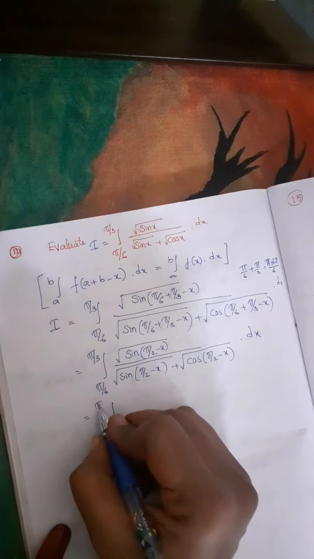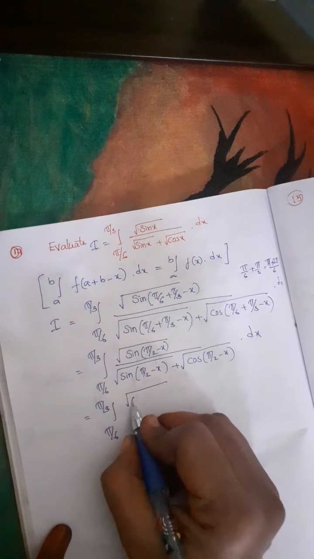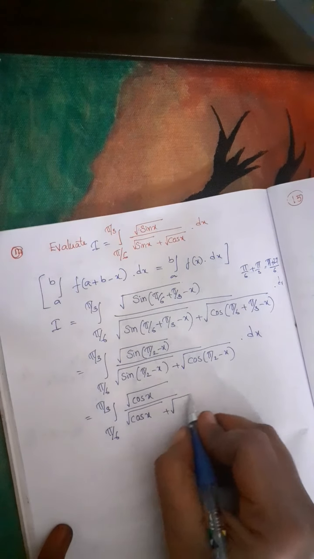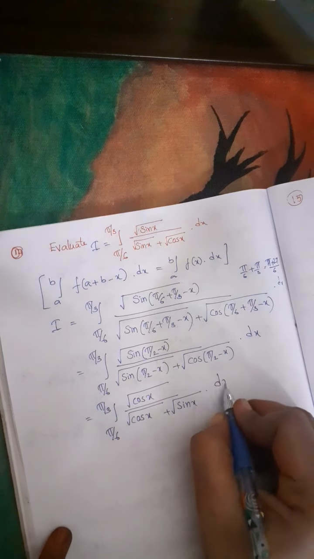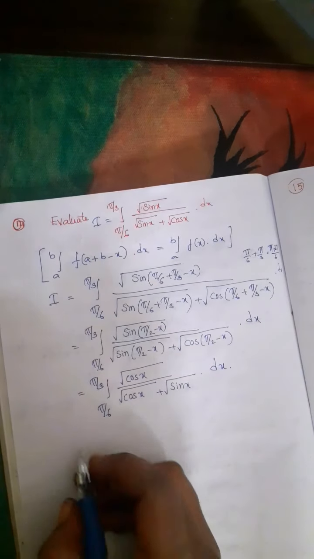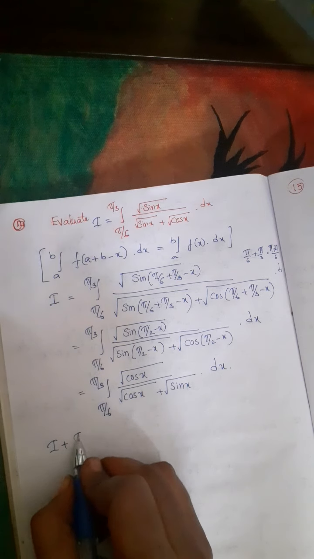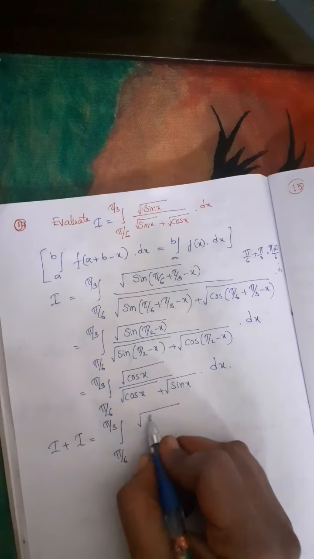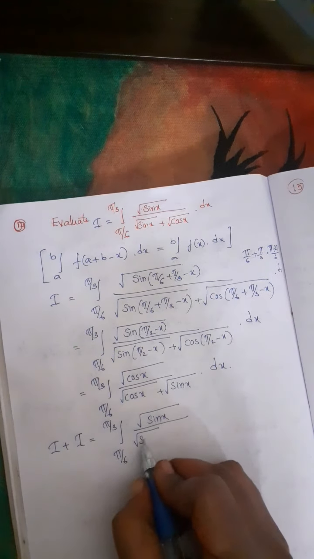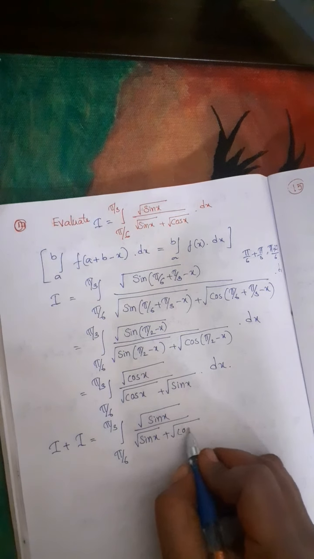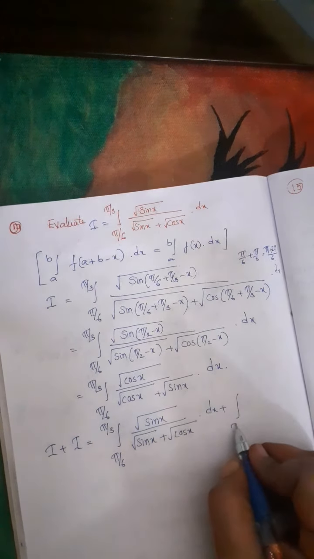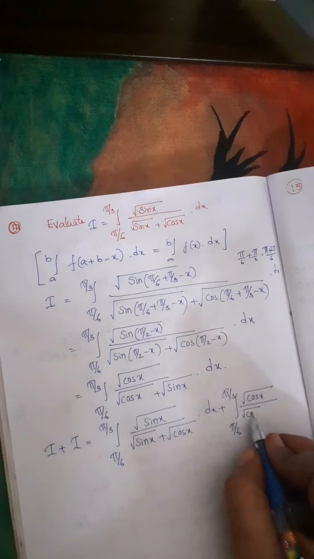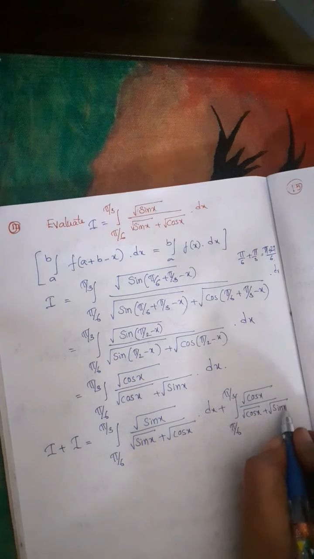Now the simplification is easy. It can be taken as root cos x by root cos x plus root sin x dx. Now I think you can understand. Now what can you do? I plus I is equal to, first one I am considering here, root sin x by root sin x plus root cos x dx plus, from pi by 6 to pi by 3, root cos x by root cos x plus root sin x dx.